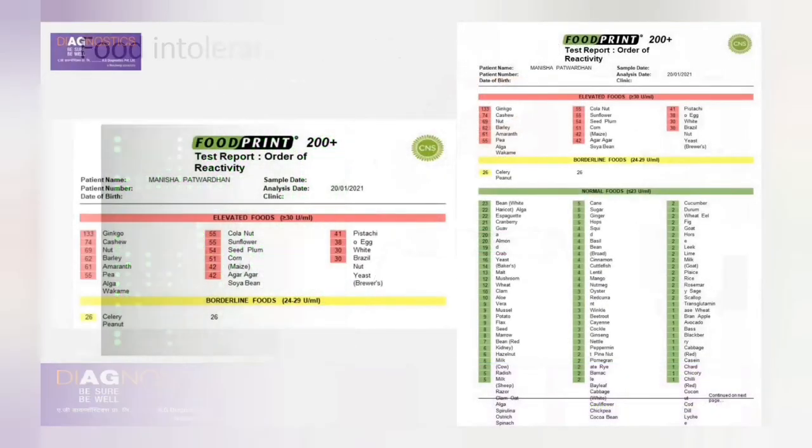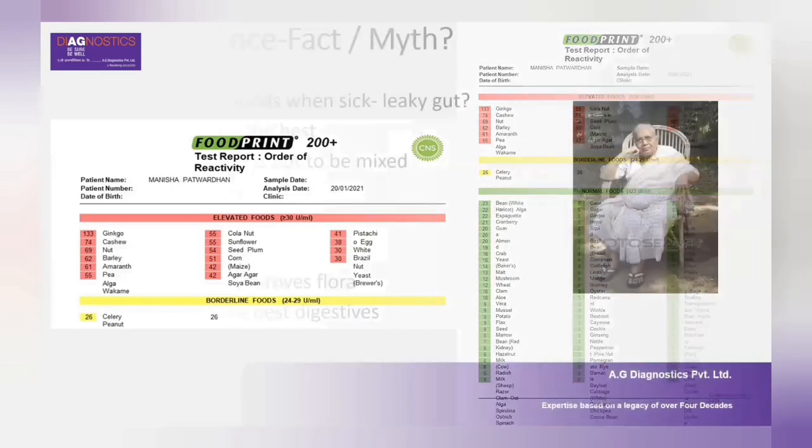So this is the report which is available, in which there is a variety of food items, as you can see, and they will be classified as the foods which are normal, I mean the patient has no reaction to them, or the foods where there's a borderline intolerance, and foods which are in red, which have to be definitely avoided by the patient. Now this particular report will act as a guideline or guidance to the patient as to what foods he or she can avoid, and see whether there's an improvement in the symptoms.